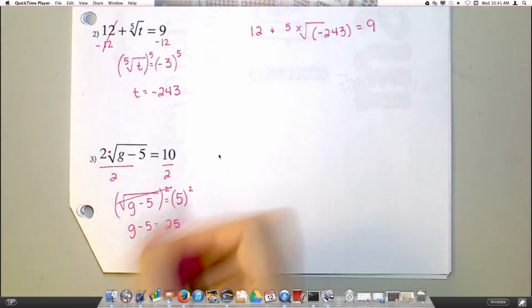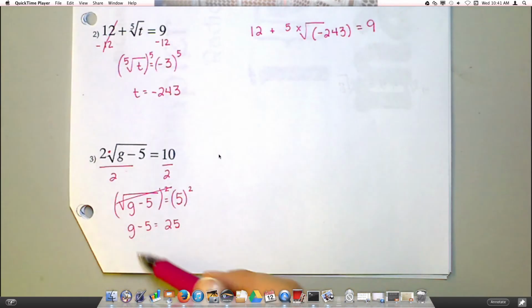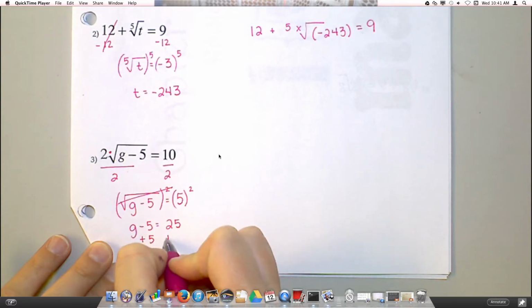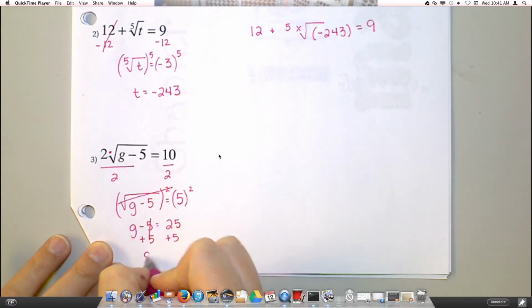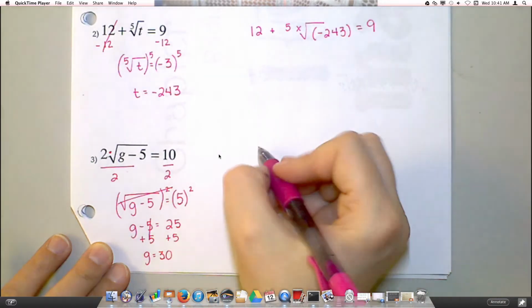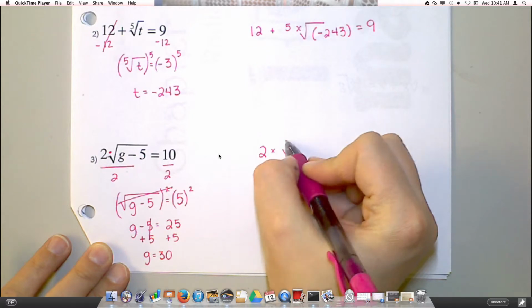And usually at that step we're done, but because we had some other stuff going on under here, we're going to need to do something else. We have one more step. Add 5, good. Yep. So g equals 30.